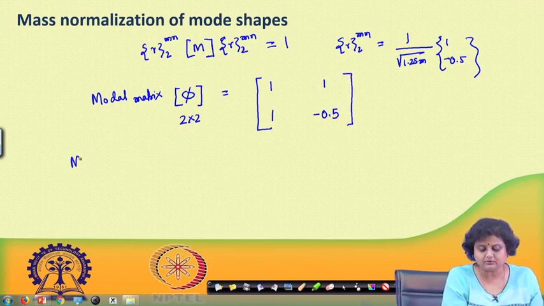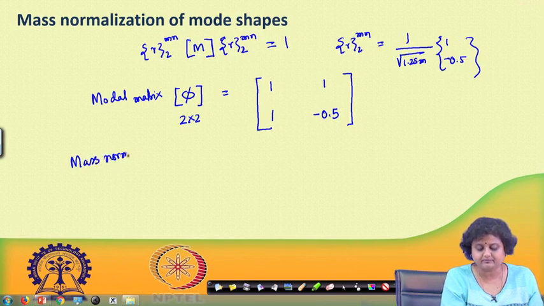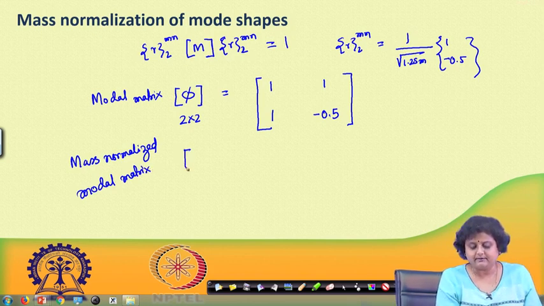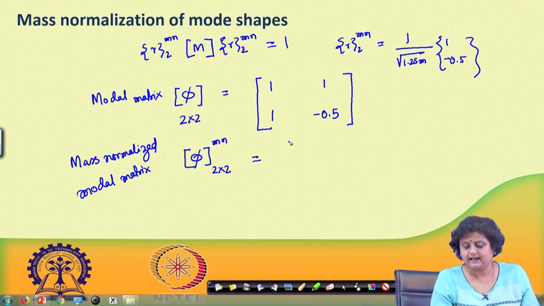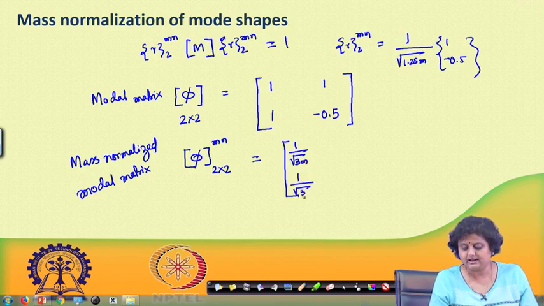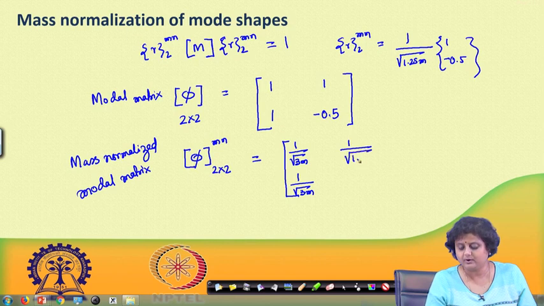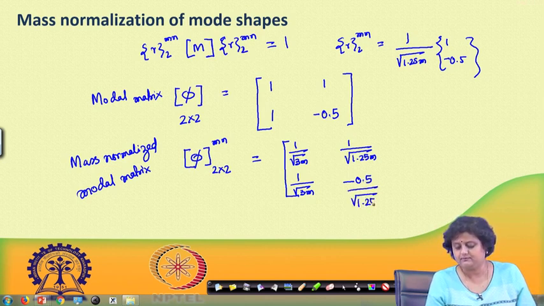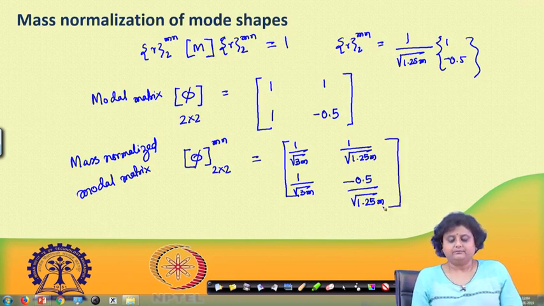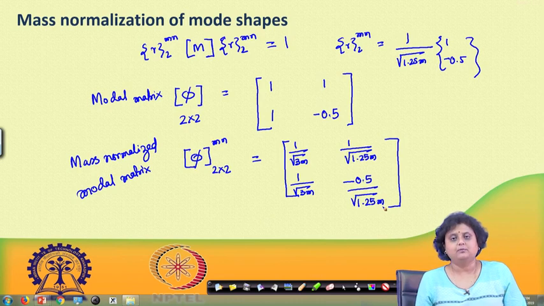Now, if I write down the mass normalized modal matrix for this particular system, okay, I will have phi which is again going to be 2 cross 2, but it is mass normalized, and that is going to be 1 by root over 3 m, 1 by root over 3 m, and then 1 by root over 1.25 m and minus 0.5 root over 1.25 m. Okay. So, this is the mass normalized modal matrix for this particular system.